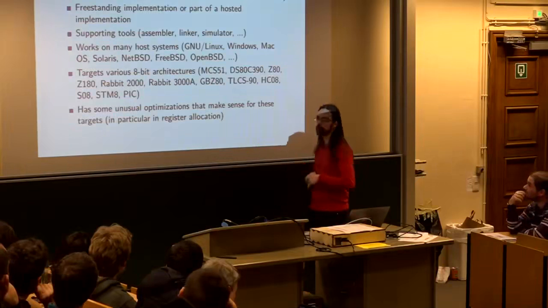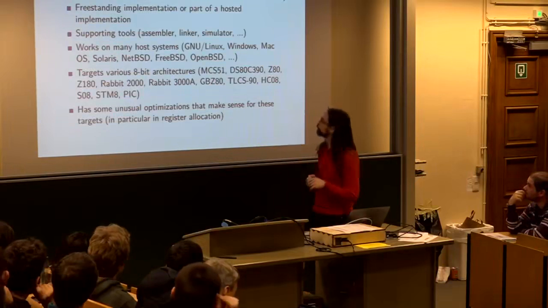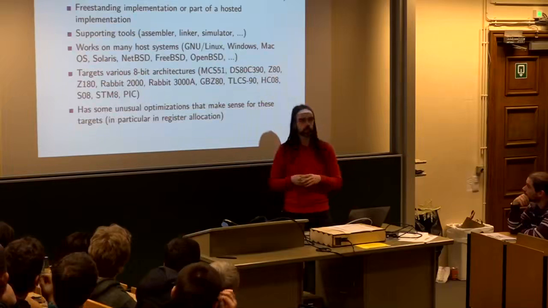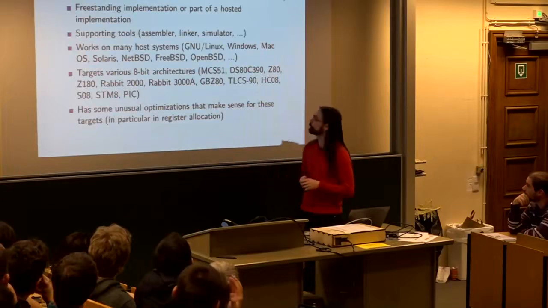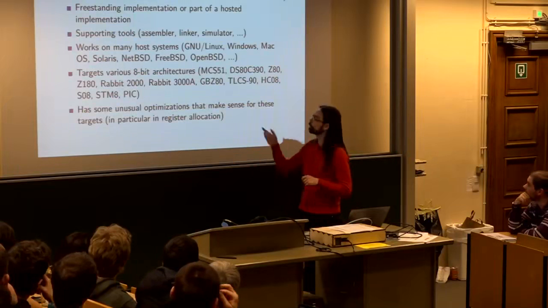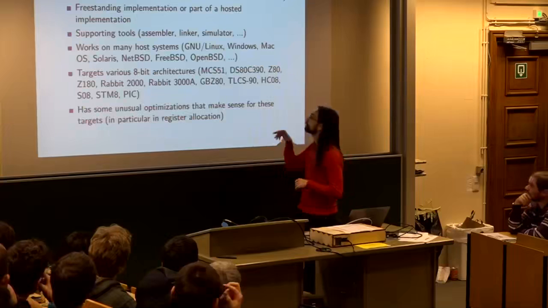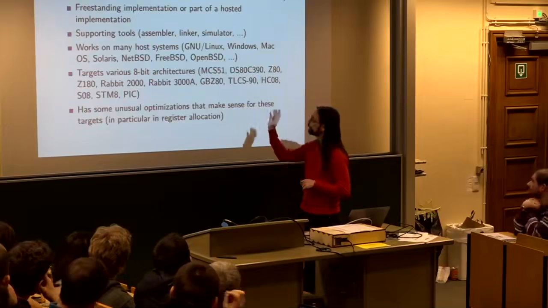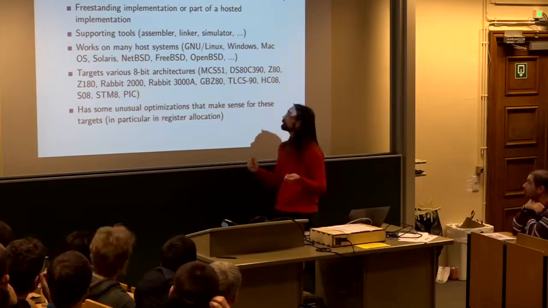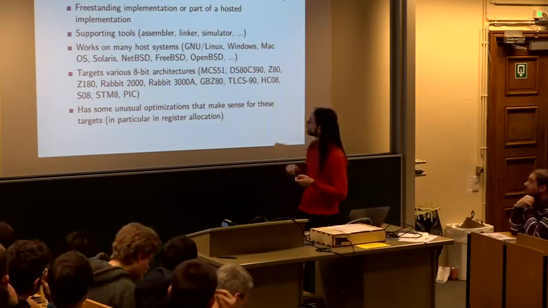Typically on these systems you'll use it as a freestanding implementation, so the standard library won't provide file systems or stuff like that. But the basics of the standard C library are there, including everything required for a freestanding implementation and a lot of the stuff that's optional for freestanding implementations. There are supporting tools such as assemblers, linker, simulator for the target architectures. It works on many host systems.